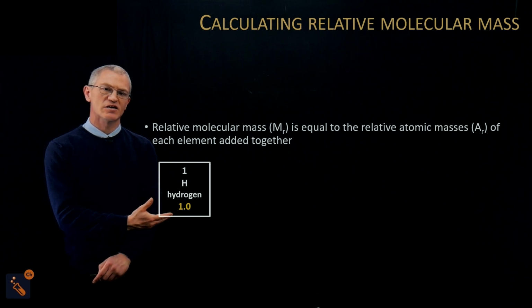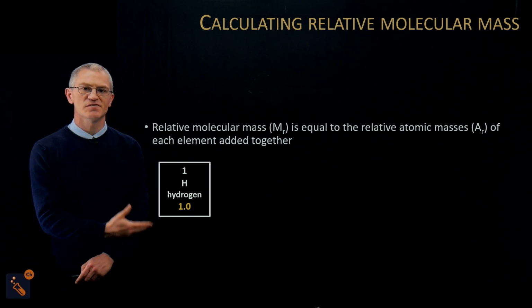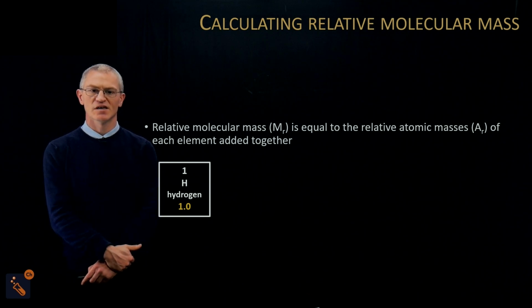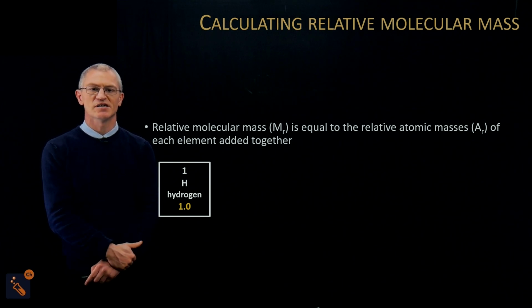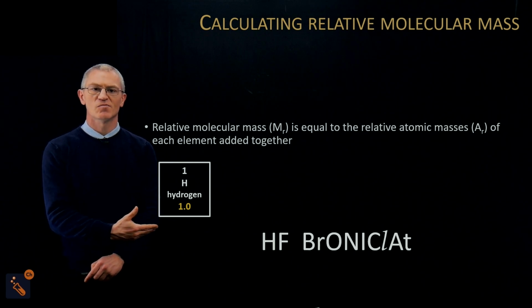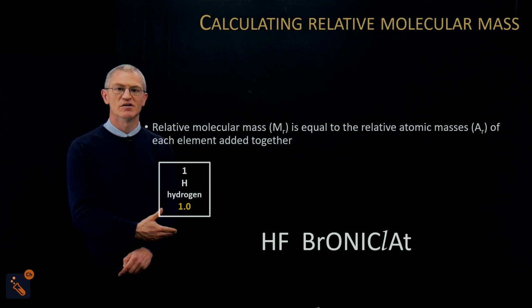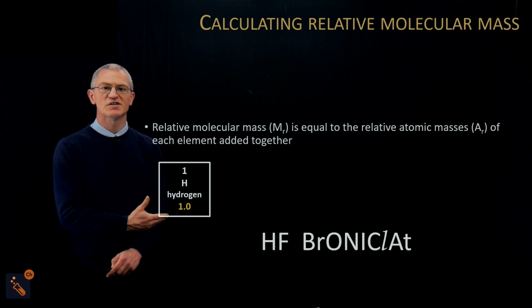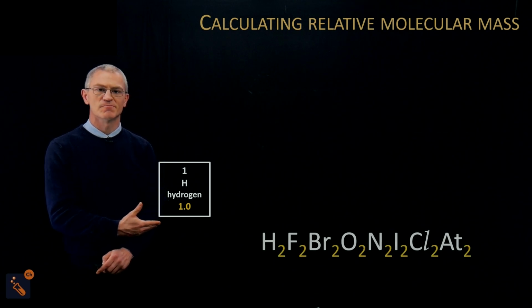Now, we're going to put the elements from the periodic table and the symbols on as we go through these calculations. So the first one is hydrogen. If you want to do the relative molecular mass of hydrogen, you also need to know something else, and that is, in this video, we use something called HF bronoclad. There are other versions of this that help you remember these molecules. All of these molecules in HF bronoclad happen to be diatomic.